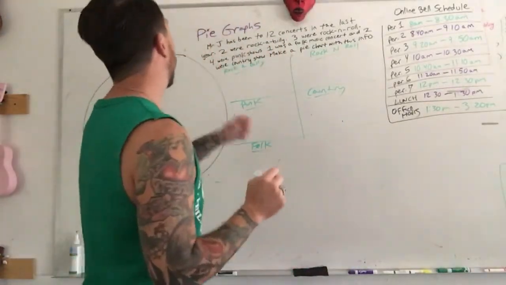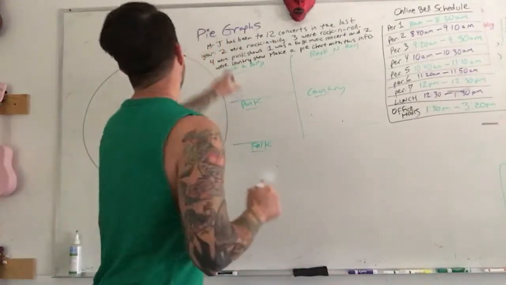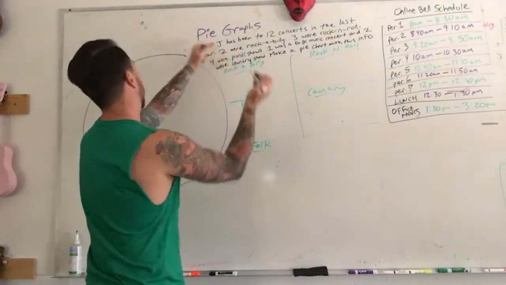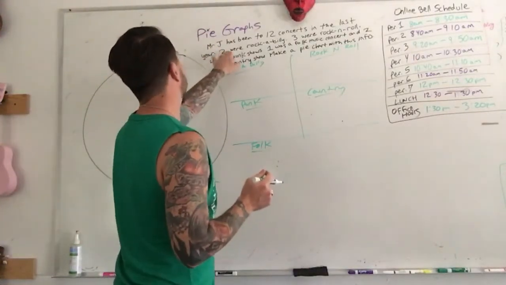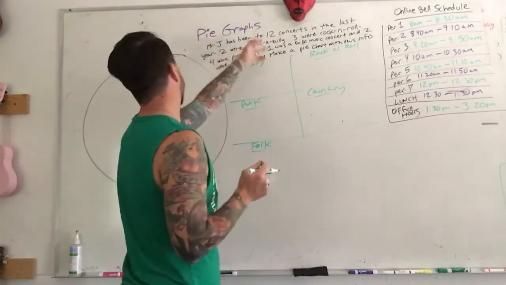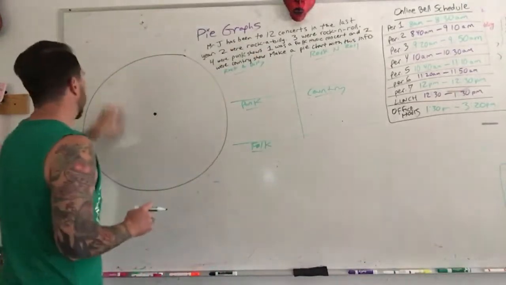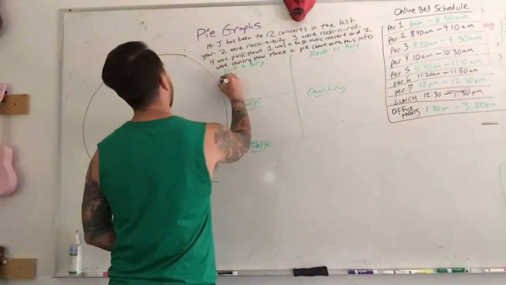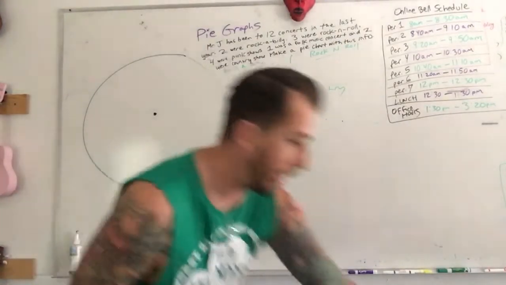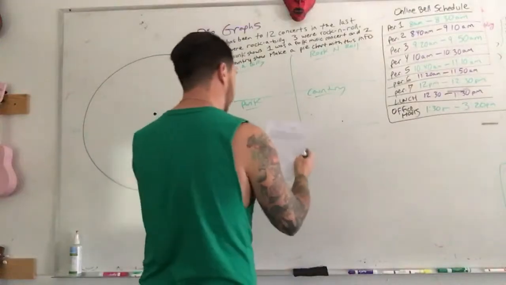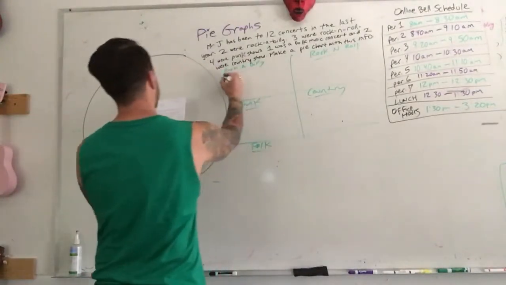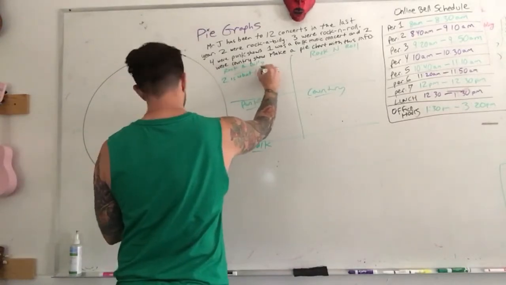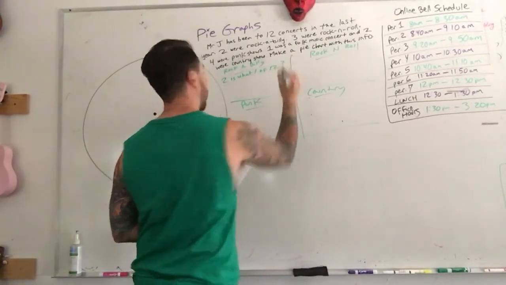So if we know that we have 12 total concerts, we now have to figure out for rockabilly, let's just say 2, what percent of 12 is 2, and then really what percent of this pie graph is 2. So here's how we're going to start. I'm making sure I do it the same way I did it on your homework, just to keep it systematic. 2 is what percent of 12, okay?